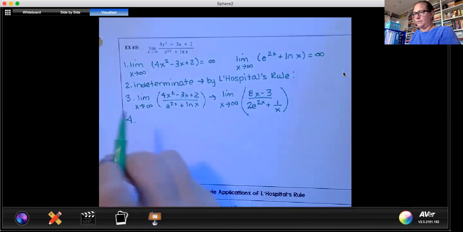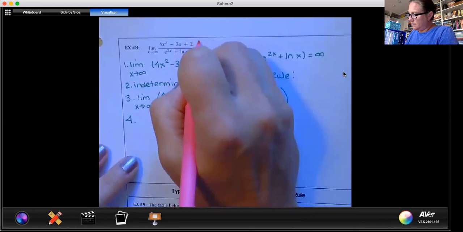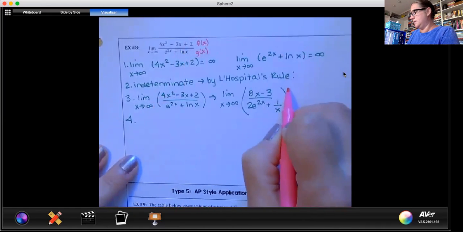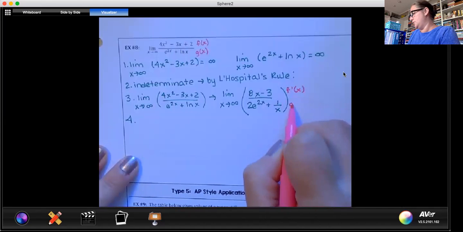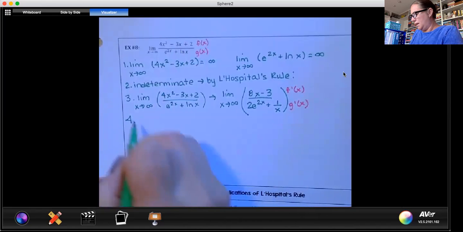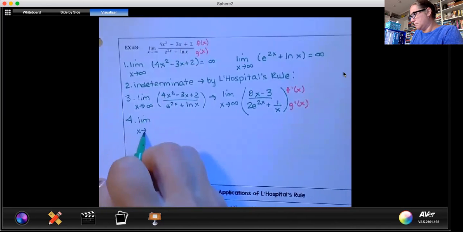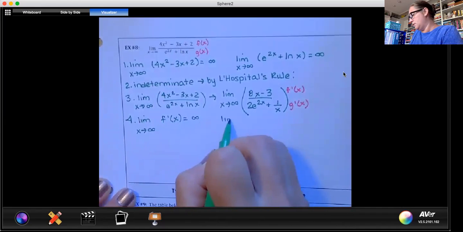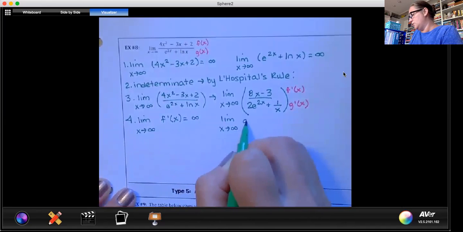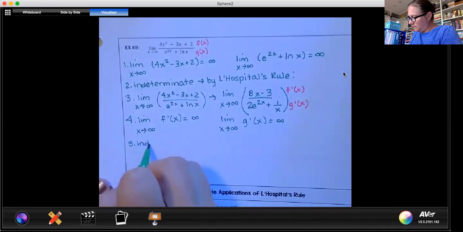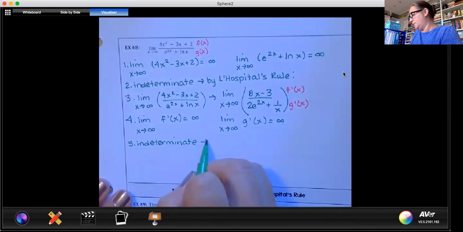You do have the option, if you want to say this is f of x and this is g of x, and then to say this is f prime of x and g prime of x. As long as you establish that, then you can use that notation. So f prime of x is still going to be infinity. You may find that saves you some time. G prime of x is still going to be infinity. So we're still indeterminate. So we're going to do L'Hopital's rule again.